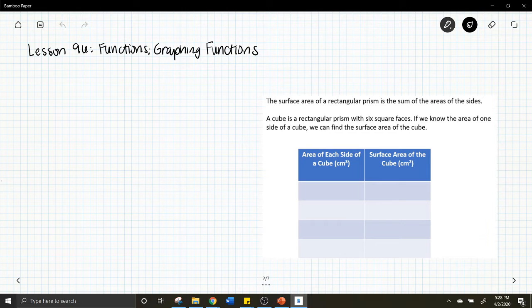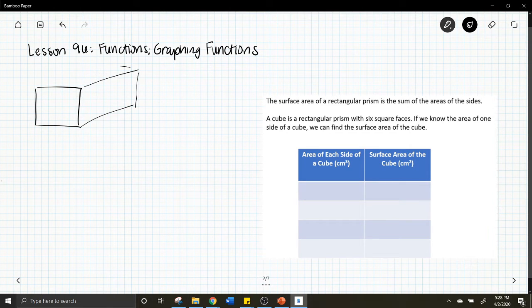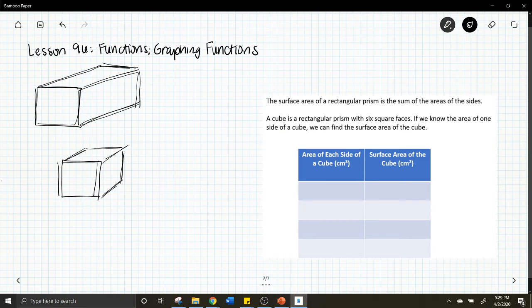So first we're talking about the surface area of a rectangular prism. If you remember, a rectangular prism is like a 3-dimensional rectangle. Let me draw one of those for you. Surface area is the area of all the faces put together. Now, a cube is a rectangular prism with 6 square faces. So if you knew the area of one face, how would you find the surface area for the rest of the faces?